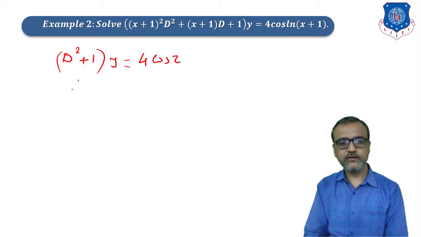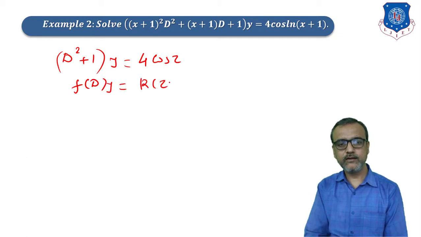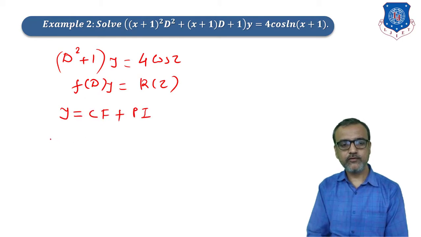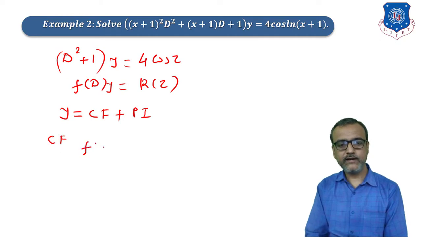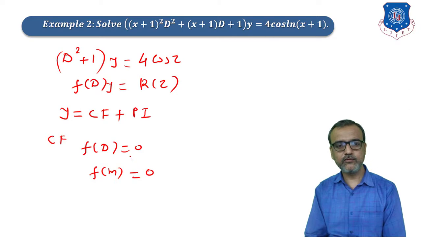Now this differential equation is of the form f of d, y equals r of z, and its solution is given by y equals CF plus PI. So first of all we will find out CF. To find CF we will write down f of d equals 0. We will replace d by m. So we have f of m equals 0. Here f of d is d square plus 1. So in f of d we will replace d by m. So we have m square plus 1 equals 0.